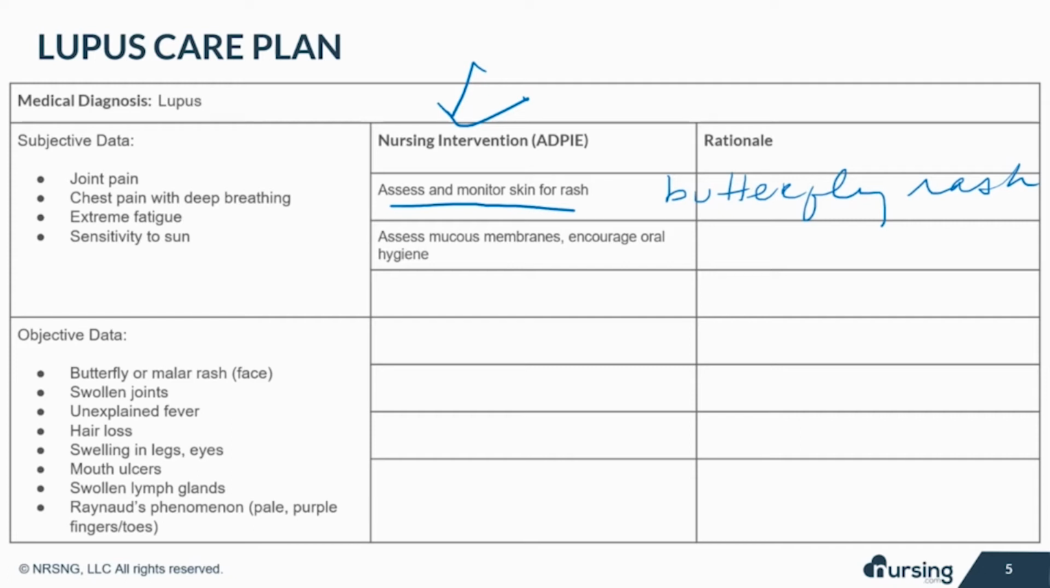Also, assess your patient's mucous membranes and encourage oral hygiene, because oral lesions and ulcers are a common symptom of lupus. Instruct your patient to rinse their mouth 3 times per day with half-strength peroxide. Peroxide helps you keep oral lesions clean and promote healing.